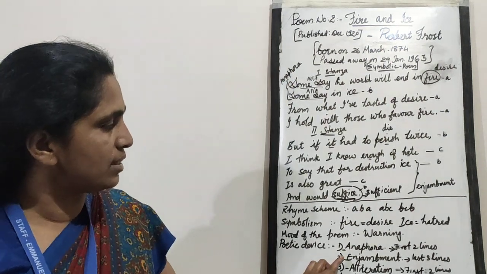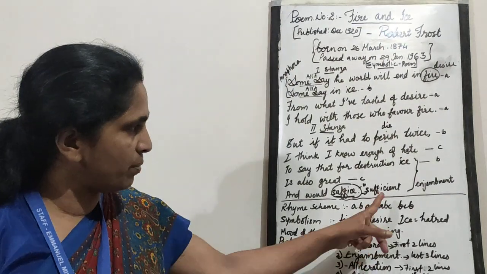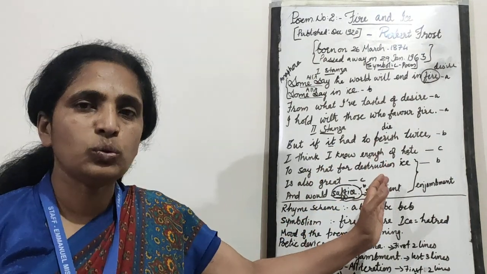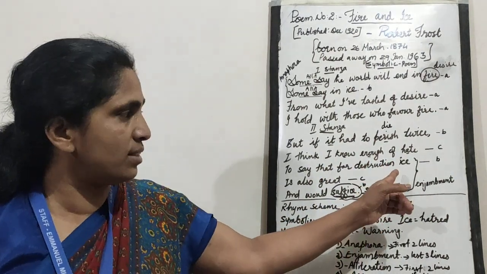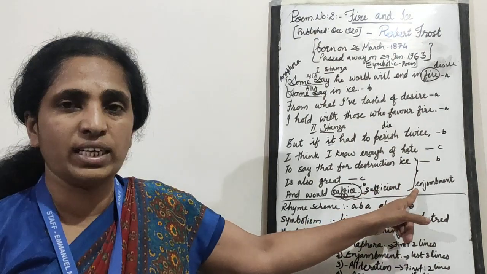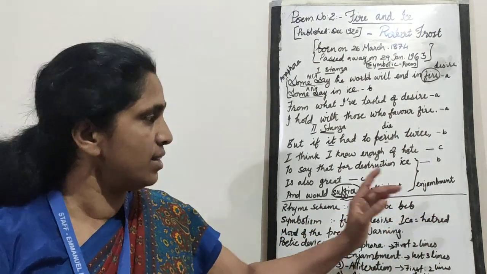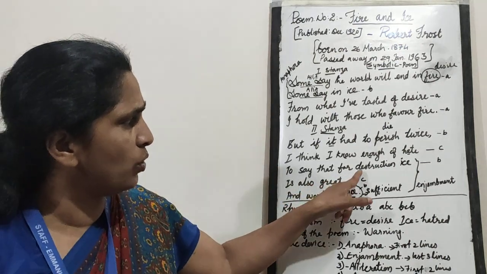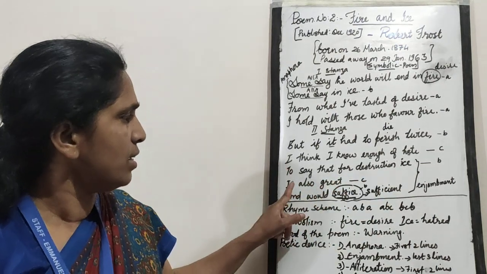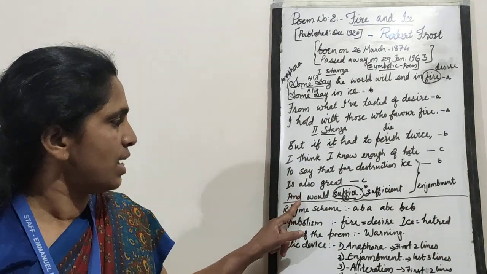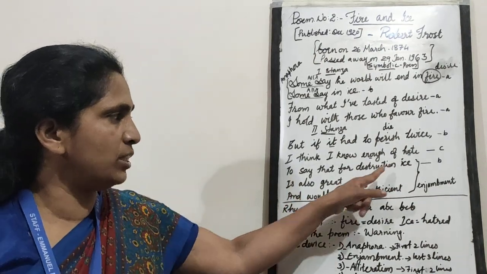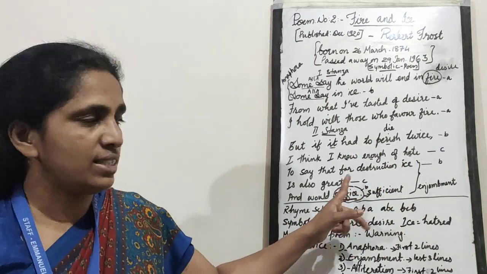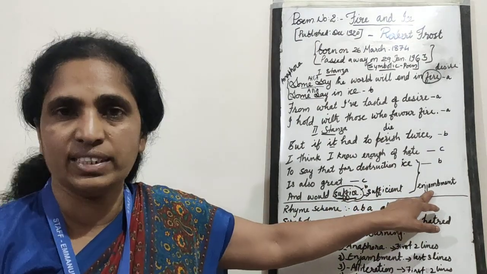And the second one is enjambment. Enjambment means that without any punctuation mark, two or more lines run on, so we can say that is an enjambment. So the last three lines: "To say that for destruction ice is also great and would suffice." There is no punctuation mark in these lines, so we can say this is an example of enjambment.